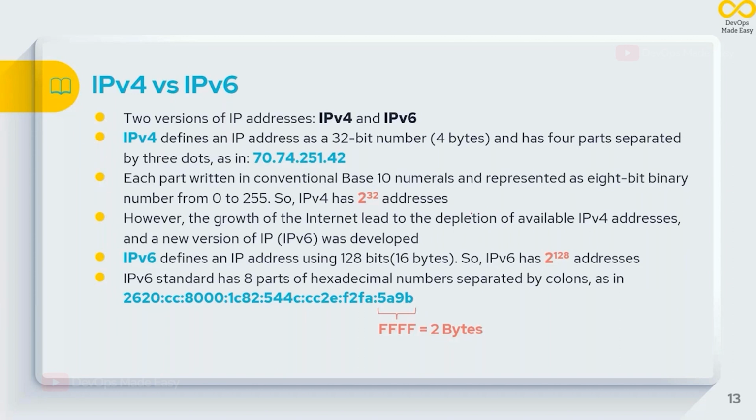So we need a way of having a large IP pool. IP pool means the total number of IP addresses available. That's the reason we have IPv6, version 6 of the internet protocol, which has 128 bits.